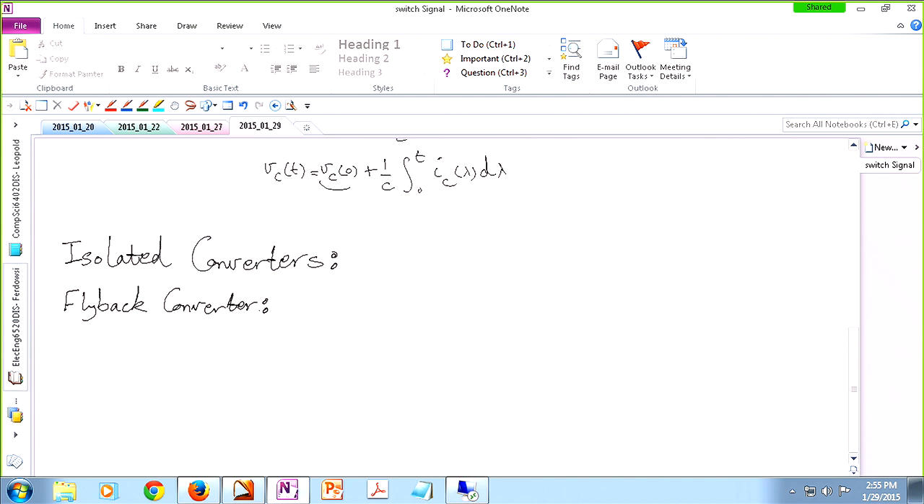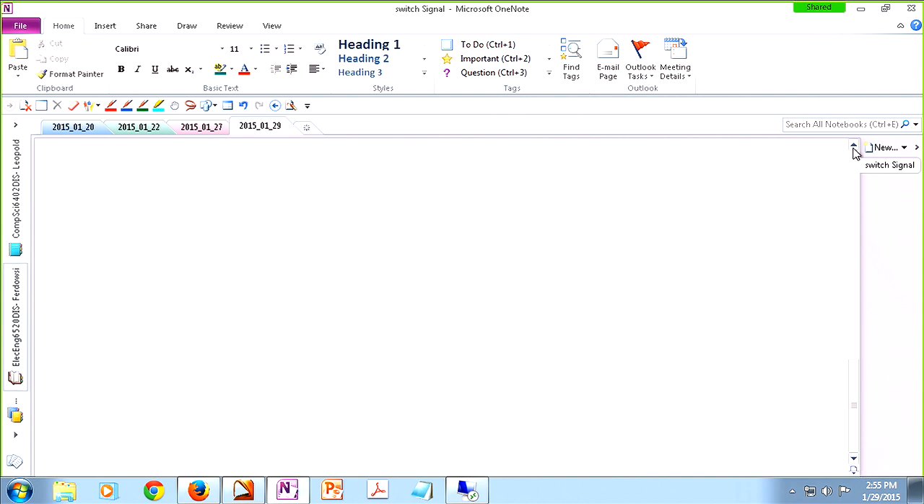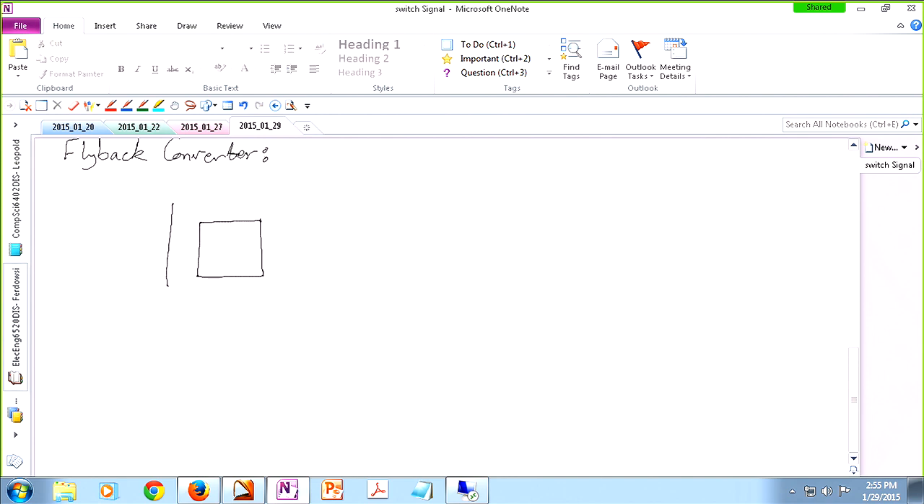Obviously, we have many more isolated converters, but we are not going to analyze them. Okay, the flyback topology. All right, so we need some sort of an isolation, so we use a kind of a transformer, or you can call it a coupled inductor.